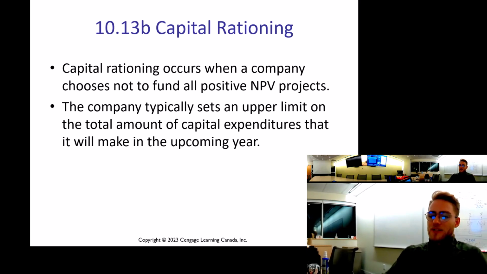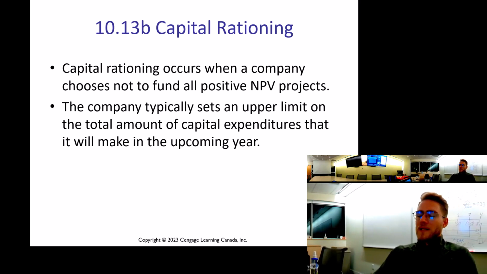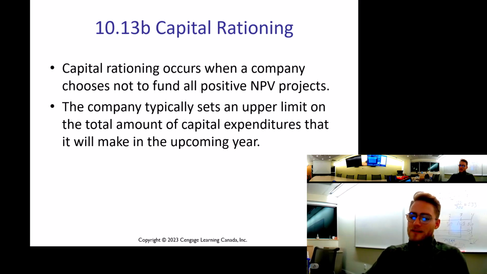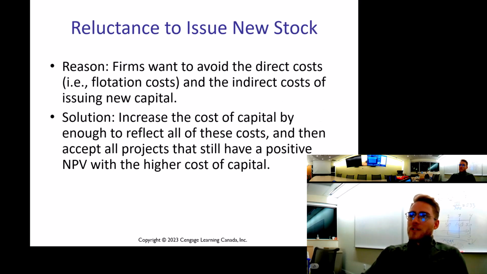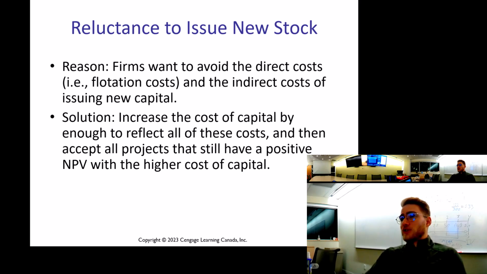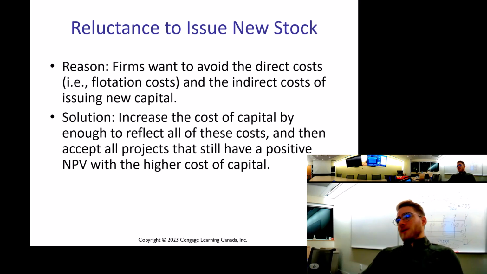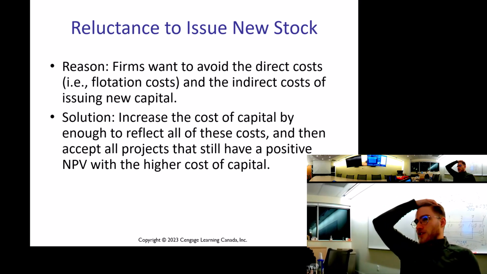And then capital rationing basically occurs when you only have so much money to invest. It sets an upper limit on the total amount of expenditures that you can make during the year, and that's very common. Firms also have a reluctance to issue new stock. They want to avoid the direct flotation costs. It's not free issuing stock. Sometimes, depending on the amount, underwriters will take 11% off the top. So sure, you raised $100 million, but they keep 10 and you only get 90. So how efficient is that, right?